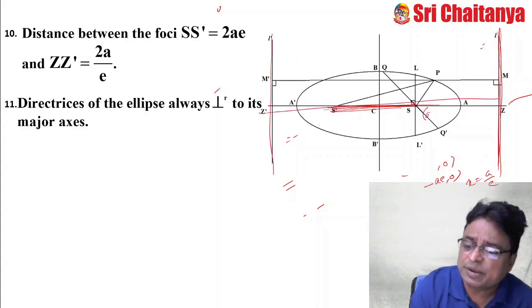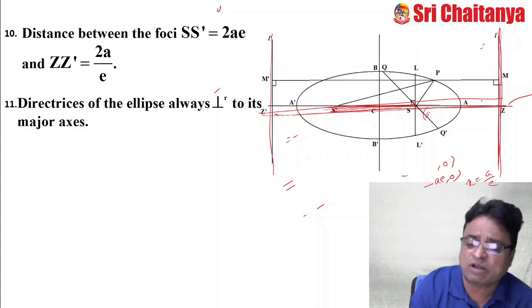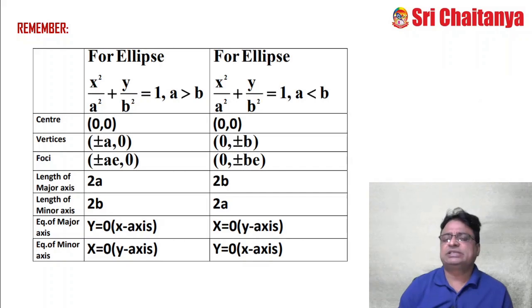Directrices are always what? Perpendicular to the major axis. These are always perpendicular to the major axis. Okay, now my friends, see this table.